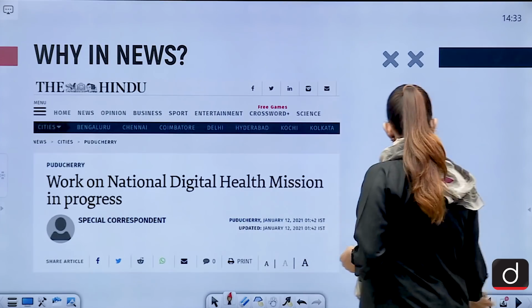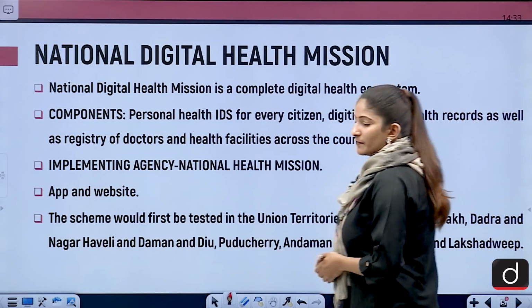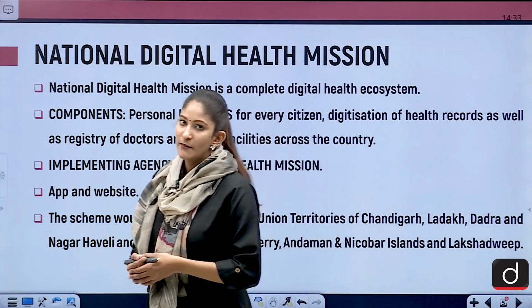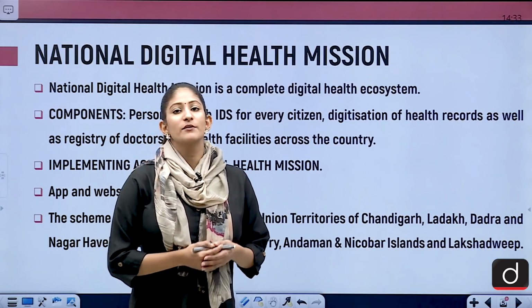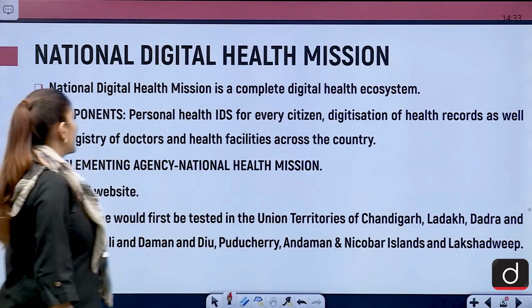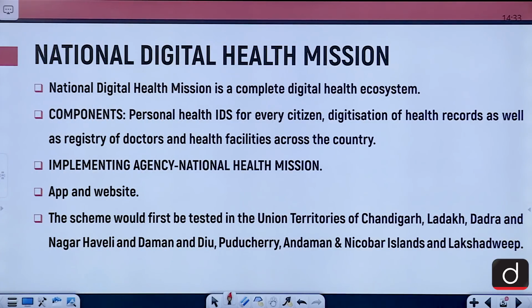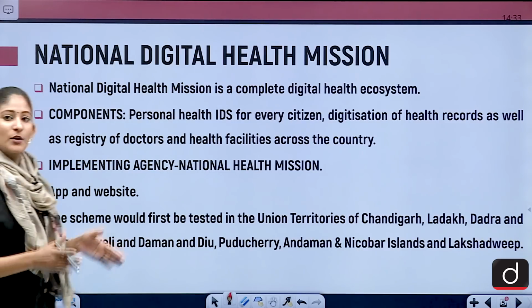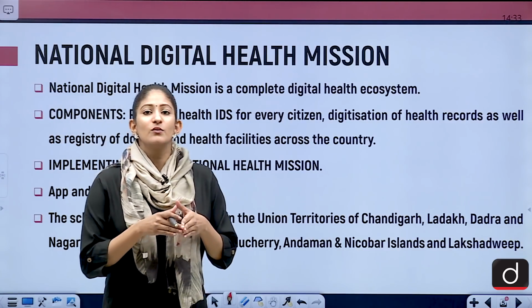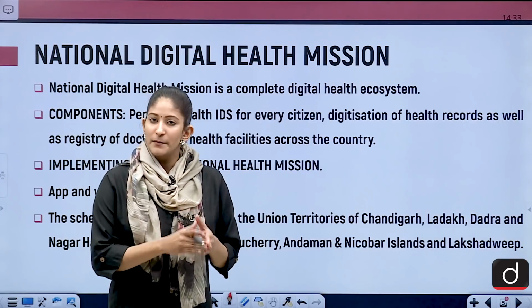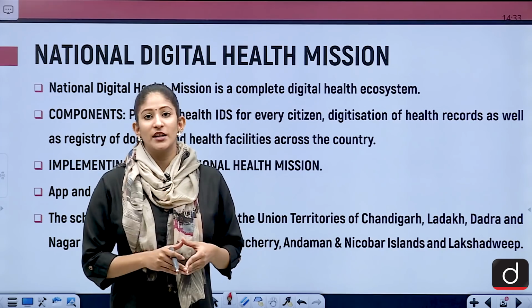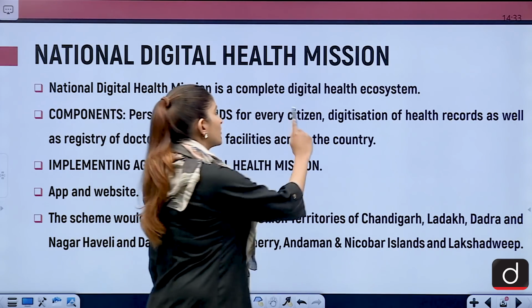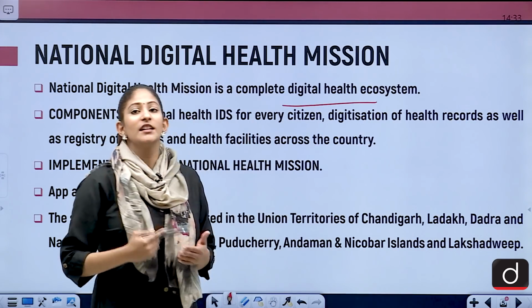Now, if we talk about the National Digital Health Mission, we will go through the features one by one. You can take a screenshot and I will also further elaborate for you. It says the National Digital Health Mission is a complete digital health ecosystem. That means whatever the data related to a person's health, public research on health, every kind of data will be provided in the National Digital Health Mission, which creates an ecosystem.